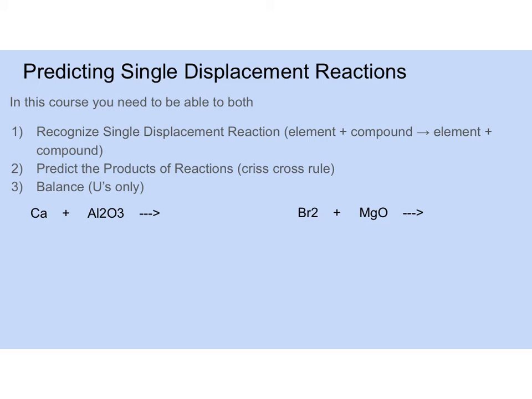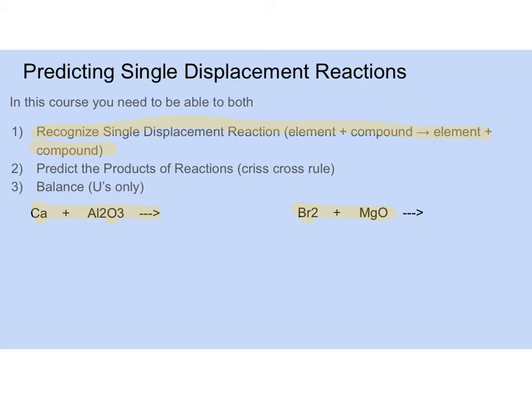So in this course, basically you have to be able to do a couple things. One, you have to recognize that this is a single displacement reaction. So you have to say, okay, when I look at this reaction, this is single displacement. How do I know that? I have an element plus an ionic compound. Element, ionic compound. That's your indicator that it's a single displacement. So that's the first part you have to be able to do.